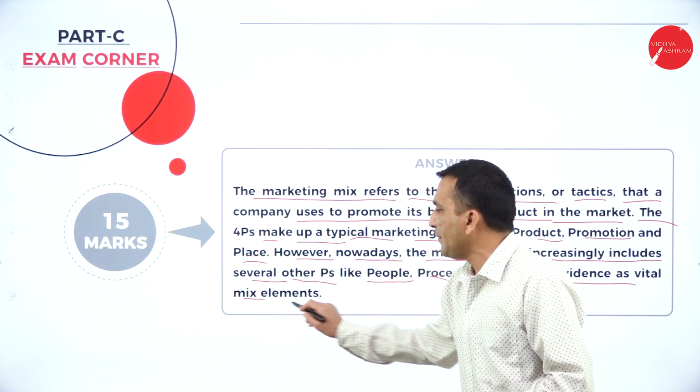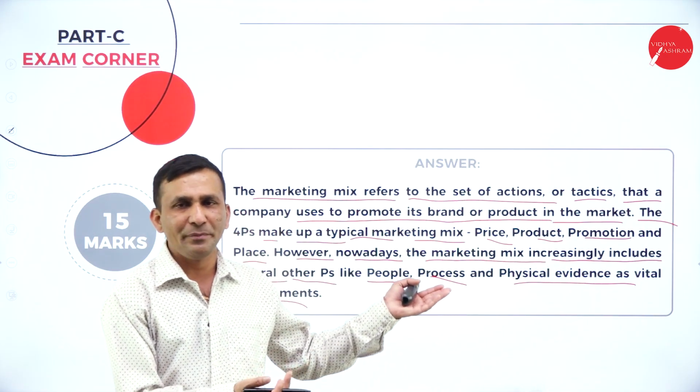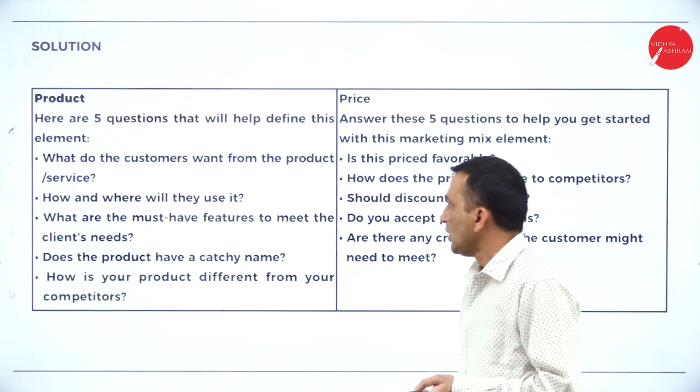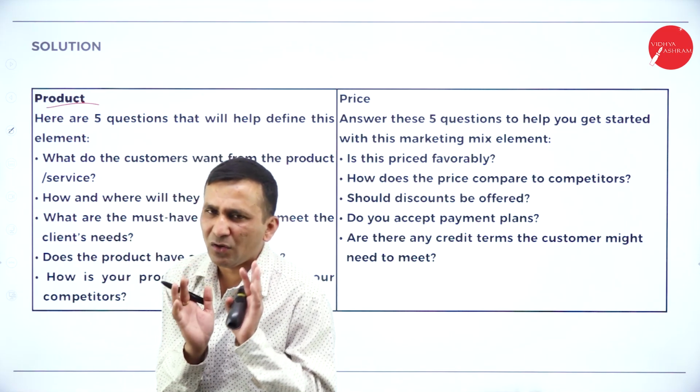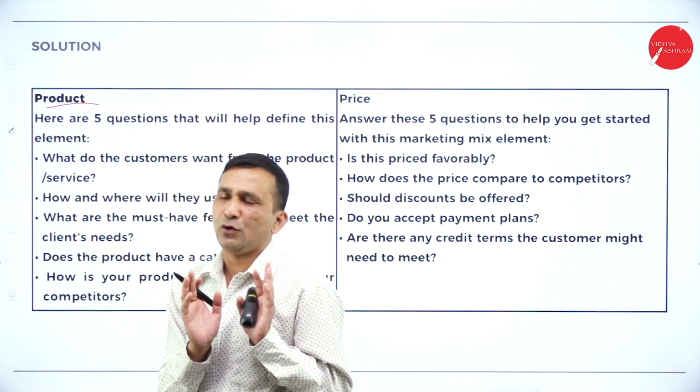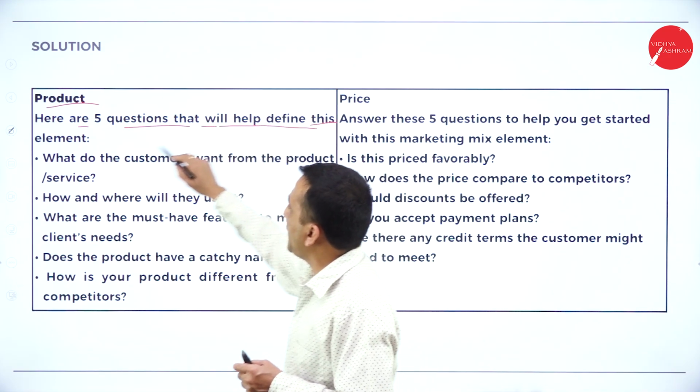Okay, if the question is related to marketing mix elements, meaning the 7 P's, we need to write all 7 P's. Okay, moving one P at a time. The first one is product. So there are 5 questions related to product. Here these 5 questions will help define the elements.